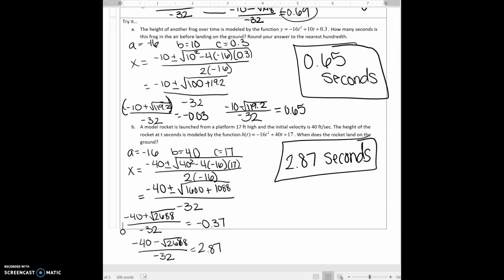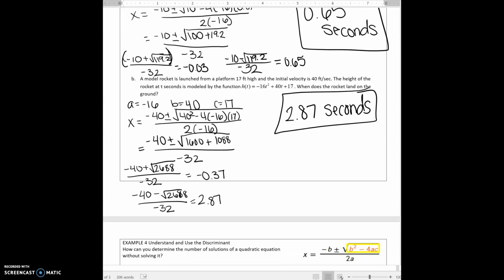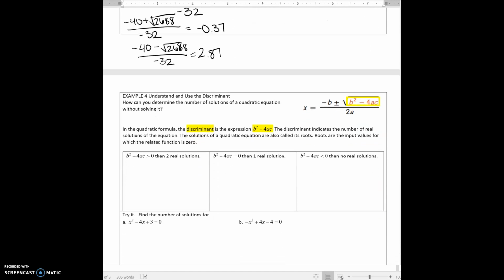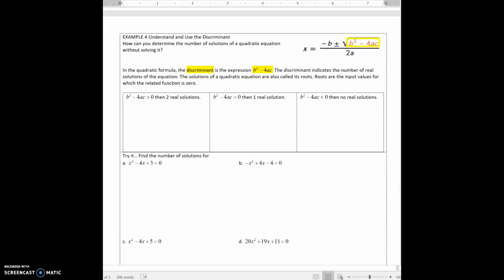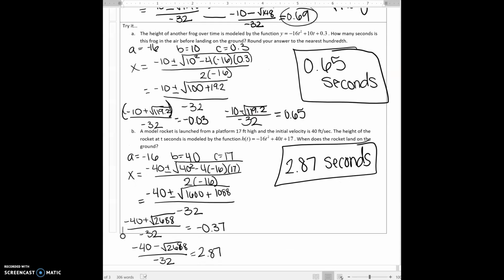If you have any questions on either one of these, please let me know. Happy to explain more or give more examples, whatever you are needing. With that in mind, if you need to see that longer, go ahead and pause the video. I'm going to move on.